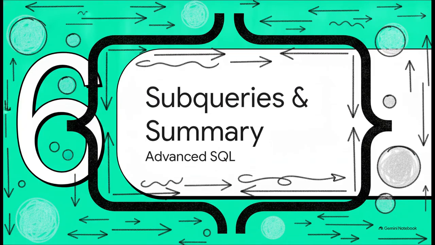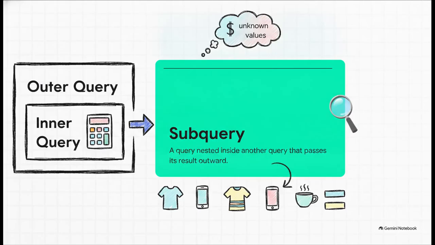Finally, Section 6, Subqueries and Lesson Summary. Let's take everything we've learned so far and see how we can start nesting queries inside of each other to solve really complex, multi-step problems. A subquery is quite simply a select statement embedded directly inside another select statement. It allows you to process data based on values you don't even know yet.